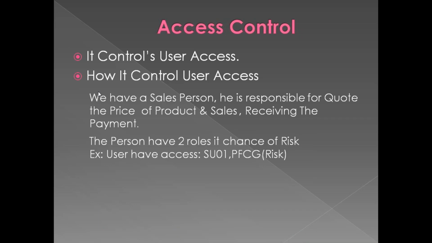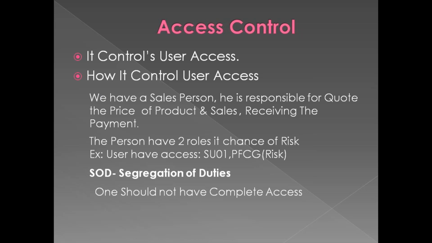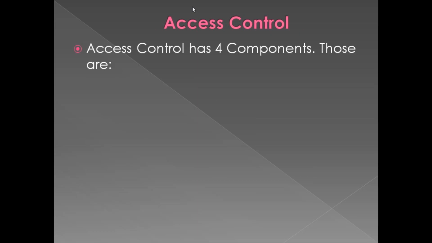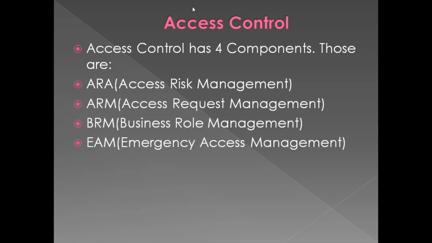Segregation of duties means one person should not have complete access. And that comes with access control. Access control has four components. What are the four components? ARA, ARM, BRM, EAM. ARA is access risk analysis, ARM is access request management, BRM is business role management, and EAM is emergency access management.